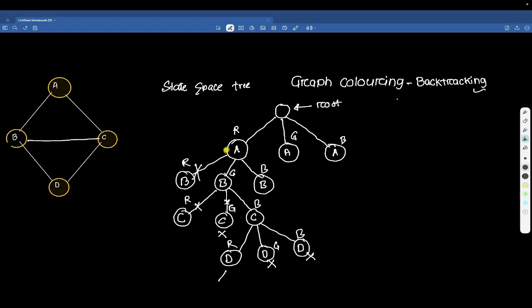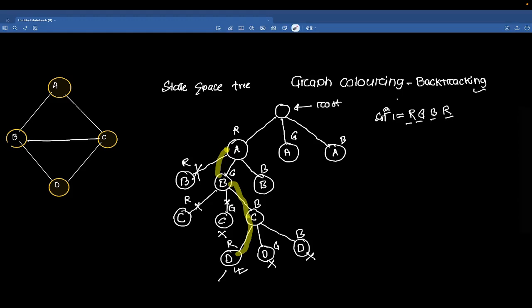A will go to B, then from B we'll go to C, and from C we'll go to D. Now the various colors are, if we consider this is one valid solution, then solution 1 is equal to A is colored as red, then B is colored as green, C is colored as blue, and D is colored as red. Okay, RGBR is one valid solution.